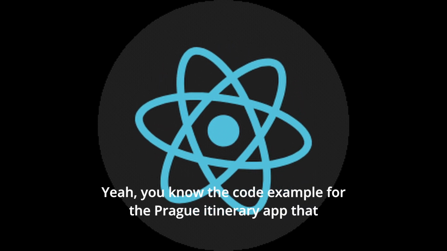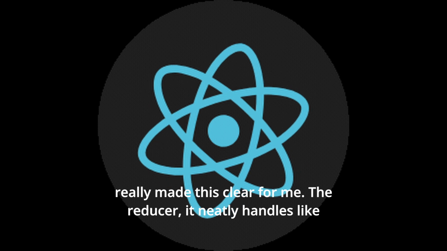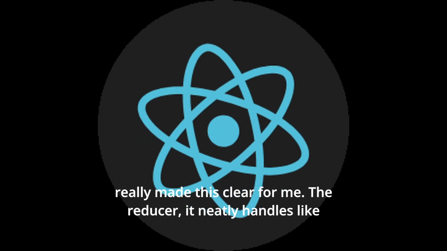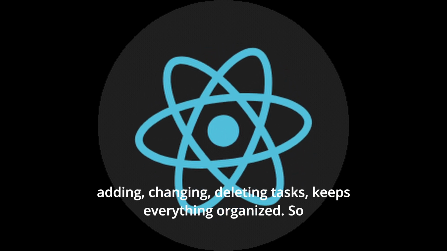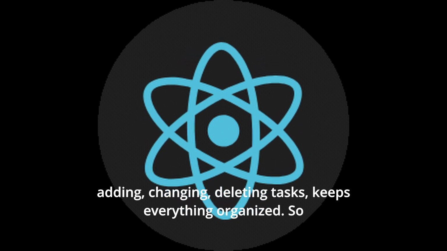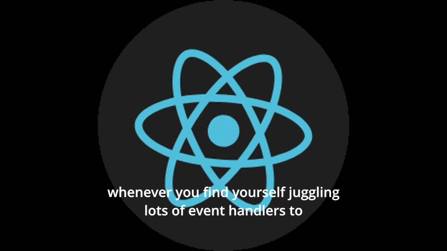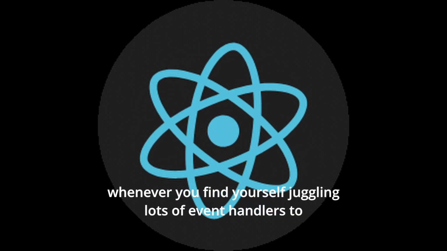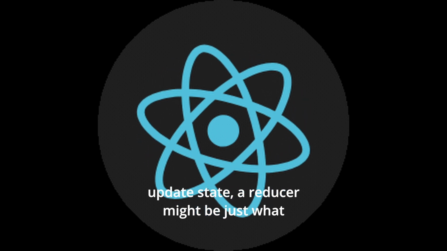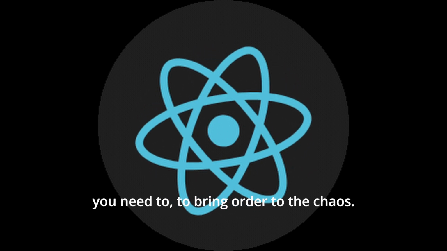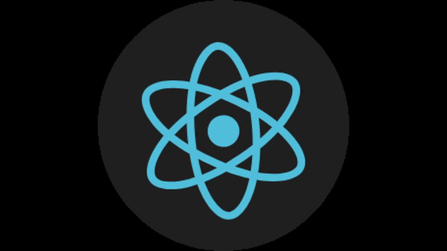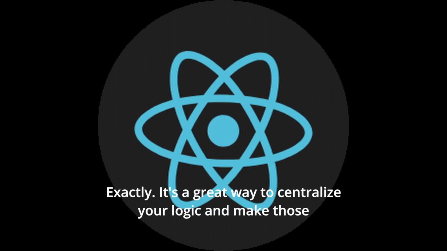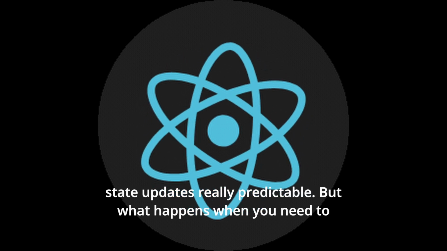The code example for the Prague itinerary app really made this clear for me. The reducer neatly handles adding, changing, deleting tasks, keeps everything organized. So whenever you find yourself juggling lots of event handlers to update state, a reducer might be just what you need to bring order to the chaos. Exactly. It's a great way to centralize your logic and make those state updates really predictable.